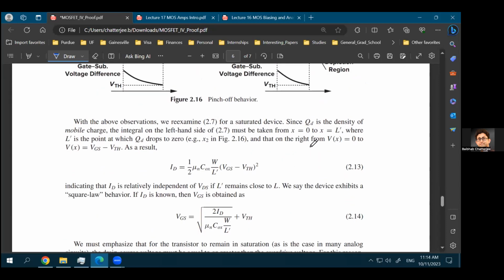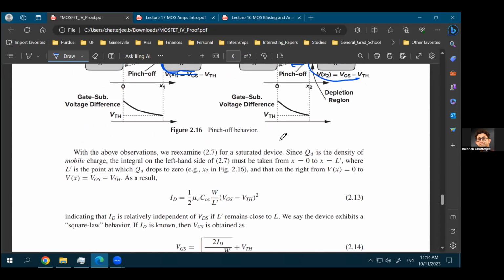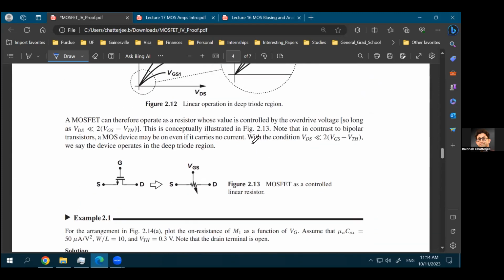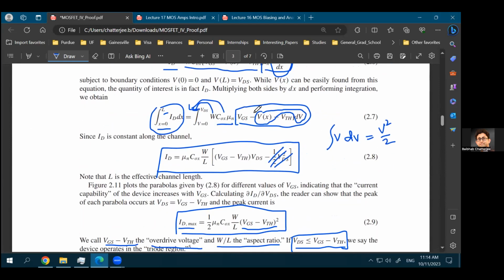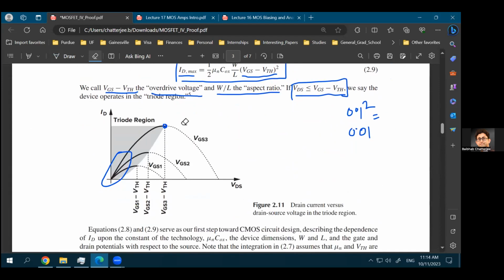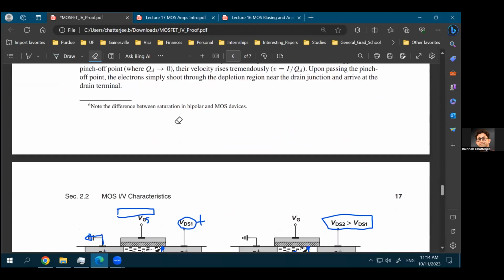All right. Now what is happening in this case is that from the previous derivations that we did, let's say we go back to our equation 2.7 or 2.9. So if I just clear this up a little bit, earlier you were taking this integration from x equal to 0 to x equal to L, right? Because that was your channel length when you were in the triode region. Now your effective channel length is not L anymore.